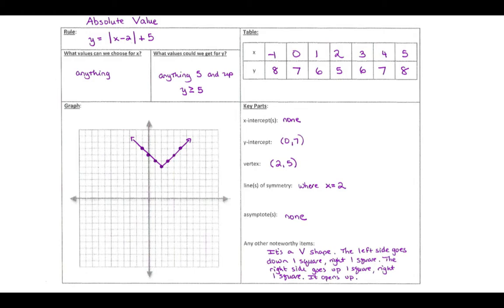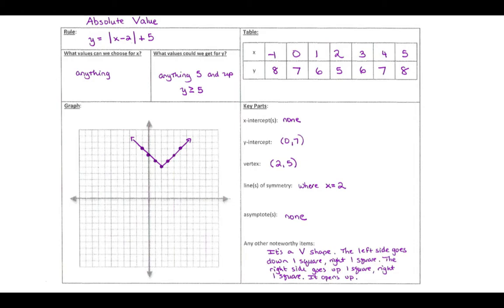A vertex. And it actually has a line of symmetry. If I go to the x equals 2 graph line, I can cut this V shape into perfect halves. It doesn't have any asymptotes. It is a V shape, which is interesting. I notice the left side is going down 1 square, right 1 square, but then the right side of it's going up 1 square, right 1 square. Well, that's intriguing. It's almost like a bent line.